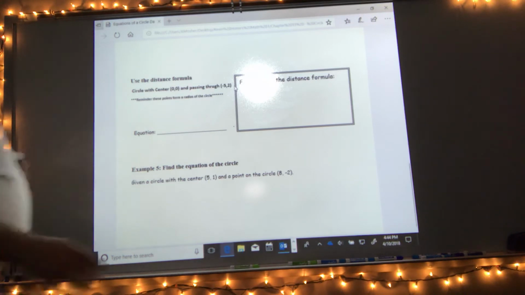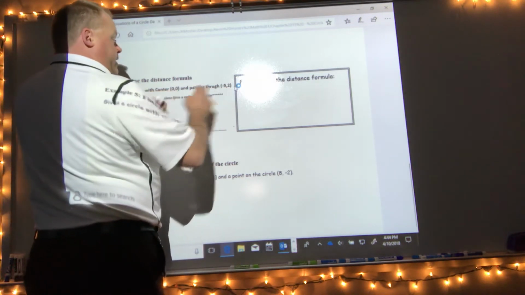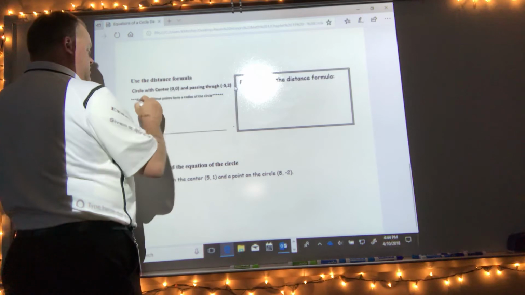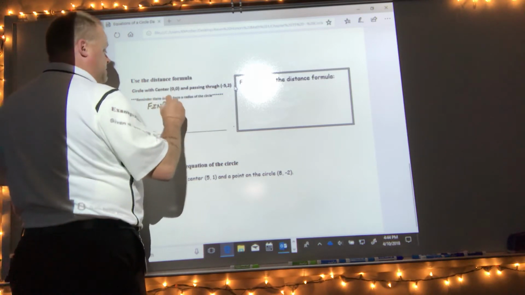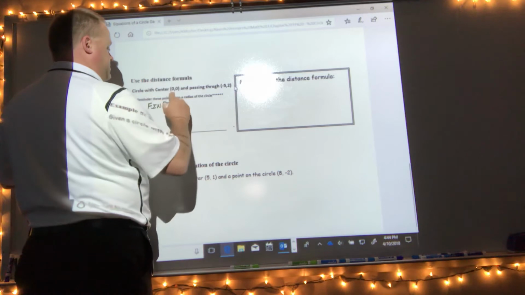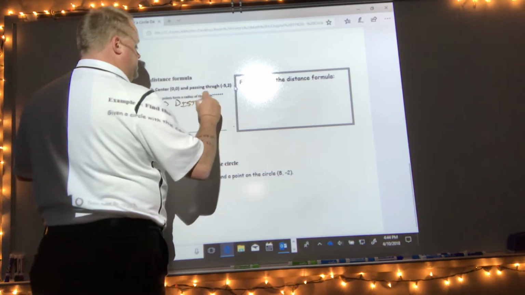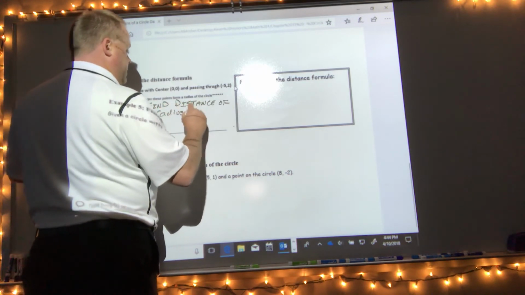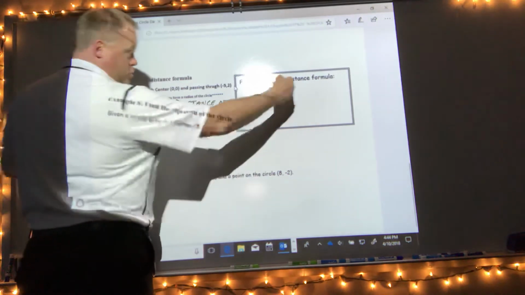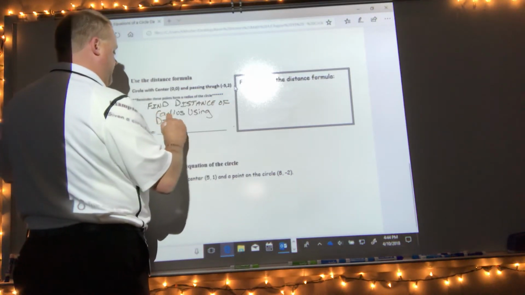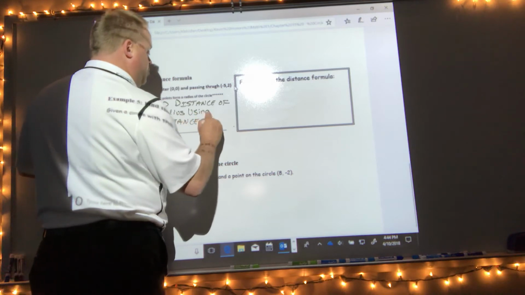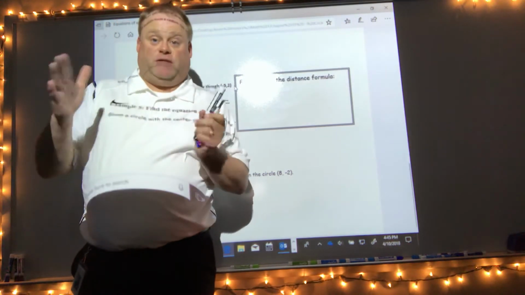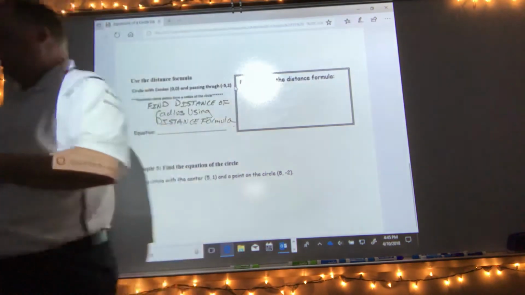Now, what they have given me is a center and a point. Well, I know that I can find the distance of the radius using what? Well, the distance formula, right? It's the distance between 2 points, okay? So I can find my radius from my center, that distance, by using the distance formula, okay?